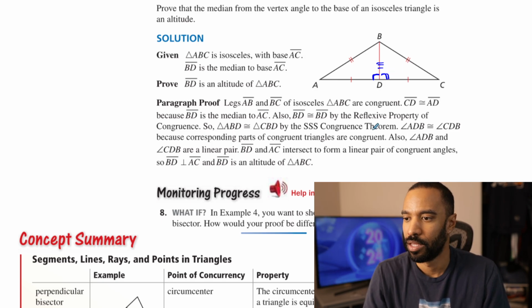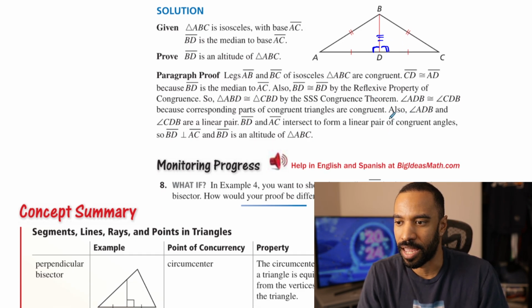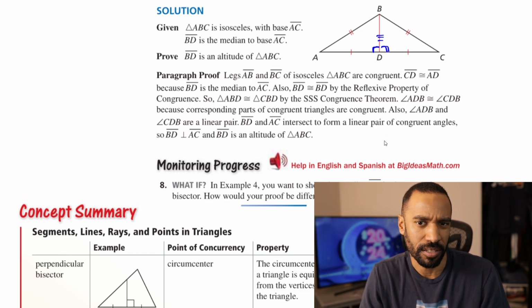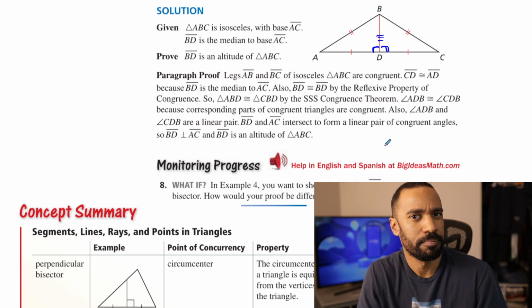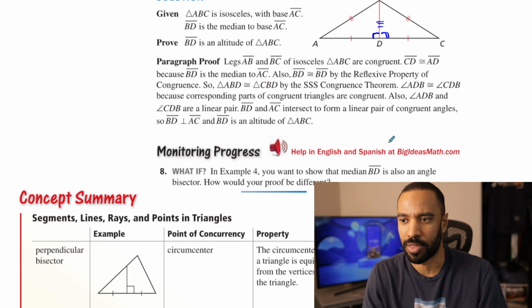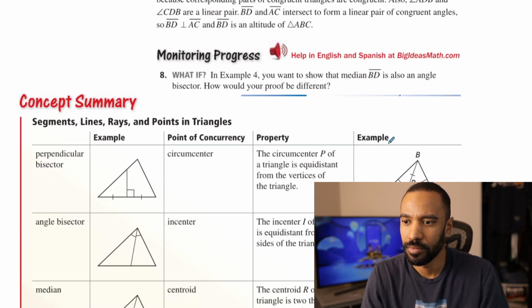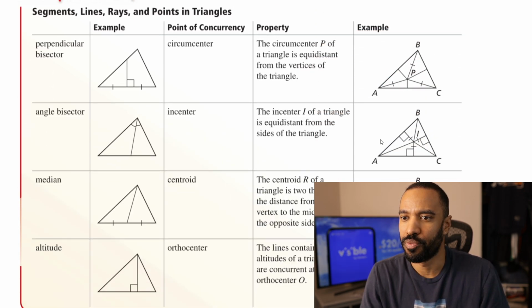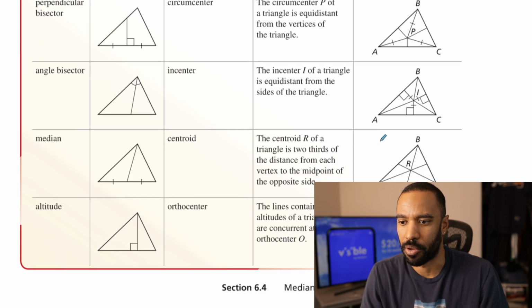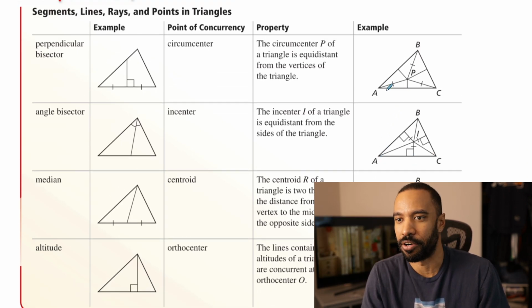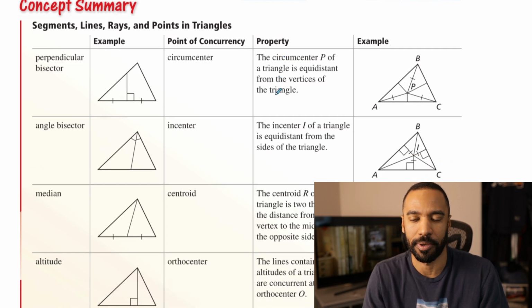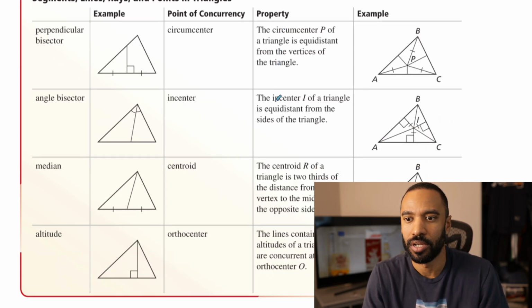They just say they intersect to form a linear pair of congruent angles. Therefore, I guess that's maybe a linear pair congruence theorem. It must be a way to say the same thing I mentioned. Okay, let's keep moving down and look at something they want to tell us. So here are the 4 different kinds of centers. They're just showing you again. Let's recap. Concept summary. Probably the last page.